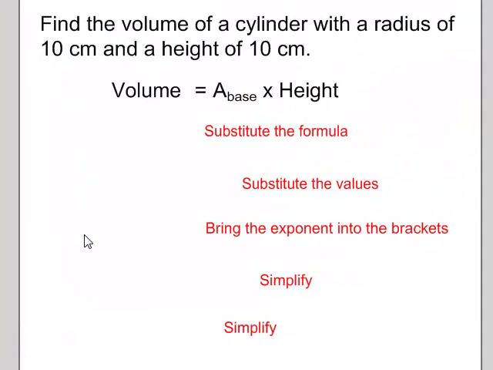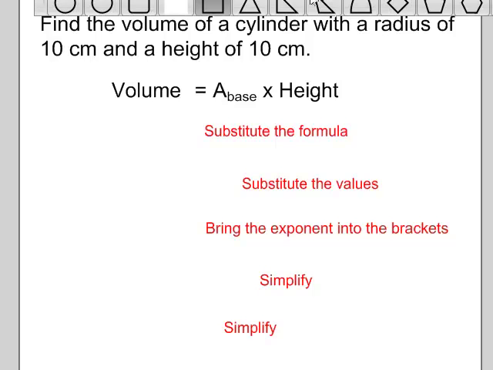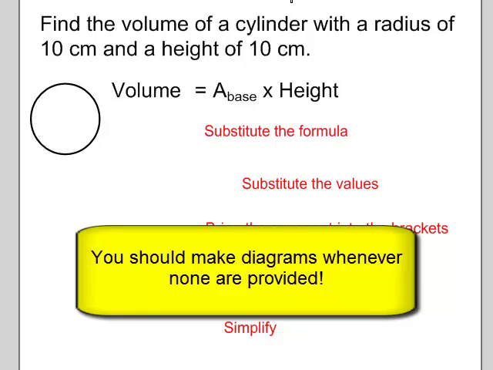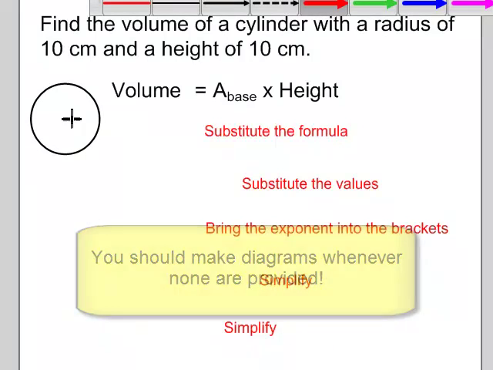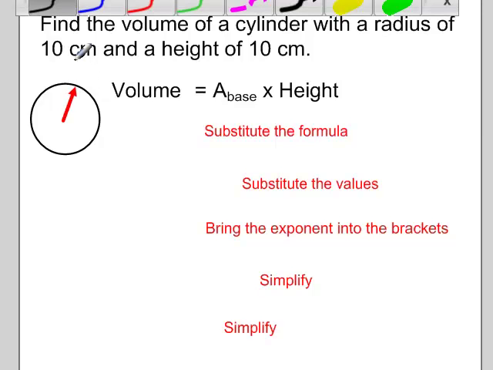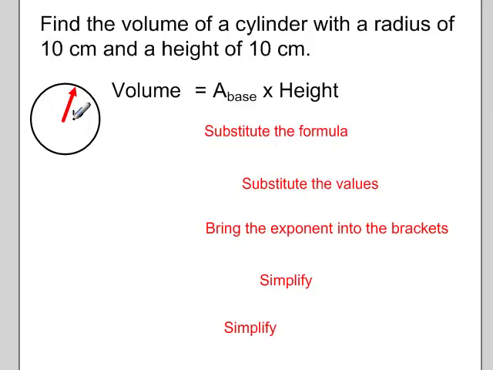The next example asks us to find the volume of a cylinder with a radius of 10 centimeters and a height of 10 centimeters. It's a cylinder, so its base shape is going to be a circle. If we draw a circle and a radius and add a label, it becomes a little bit easier for us to see which values we're going to put into the formula. The radius was 10 centimeters, so I'll indicate that on my diagram. And the height is 10 centimeters.